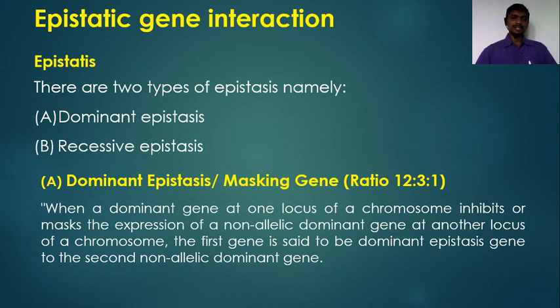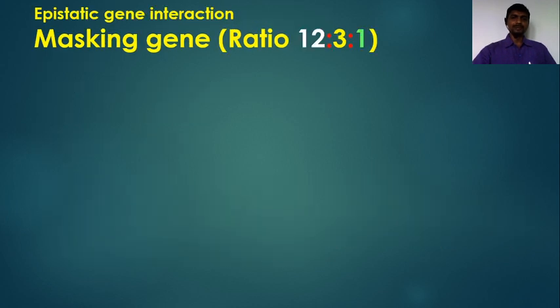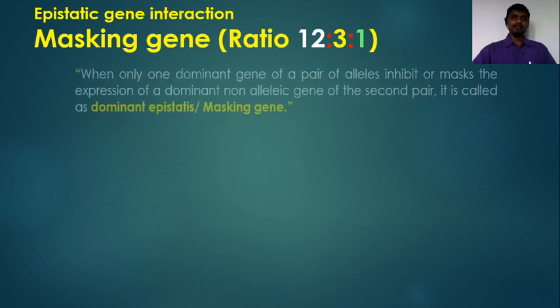Suppose there are two genes. When an epistatic gene which is dominant masks or inhibits the expression of a non-allelic dominant gene at another locus, such type of epistasis is dominant epistasis, which can be explained with the help of masking genes. The masking genes show a dihybrid ratio of 12:3:1. Now we are going to study the example of dominant epistasis, that is the masking gene.